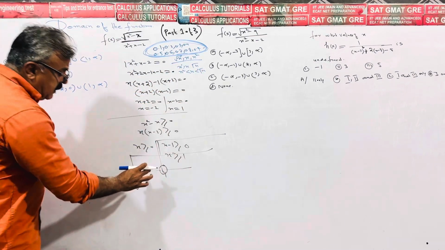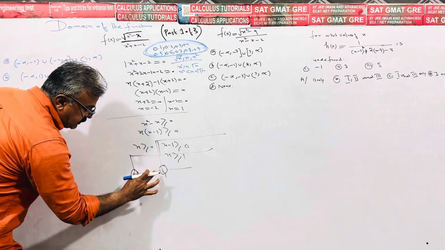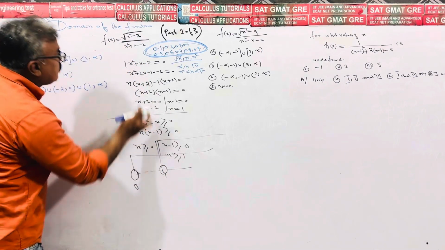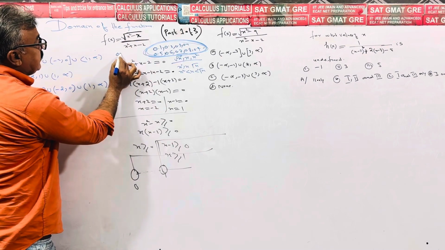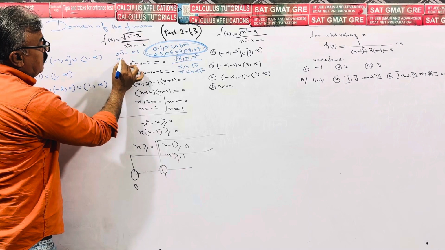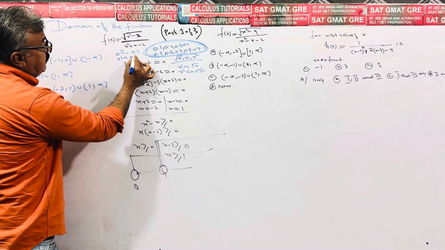So in that case we have to exclude this 0 and 1. Let's check out this one. If I put something like 0.1 here, 0.1 square minus 0.1, so normally 0.1 square is less than 0.1.